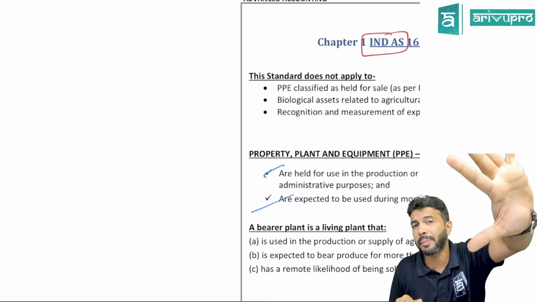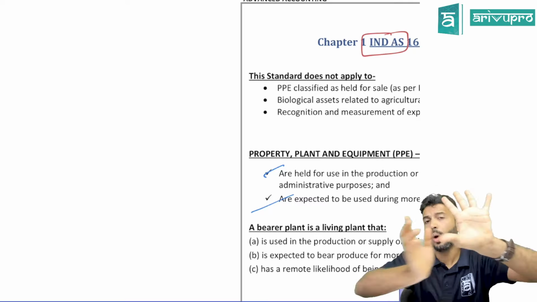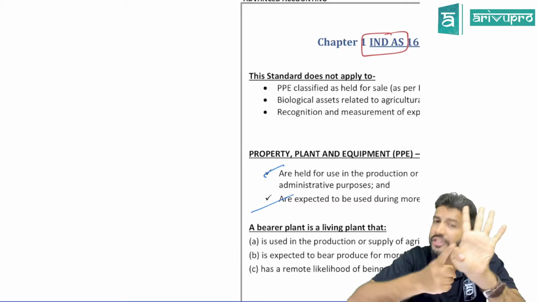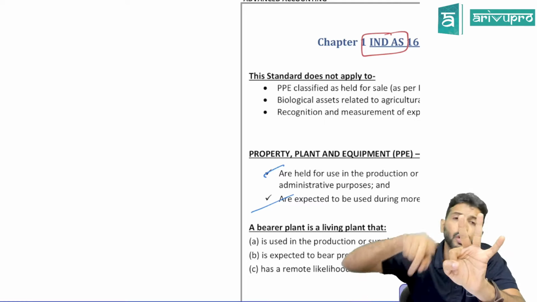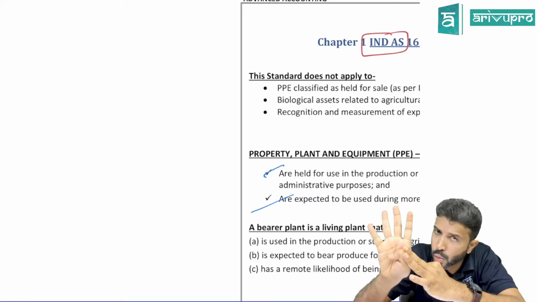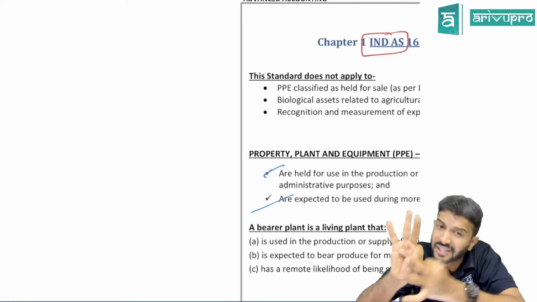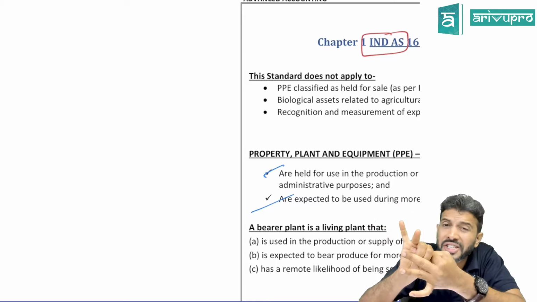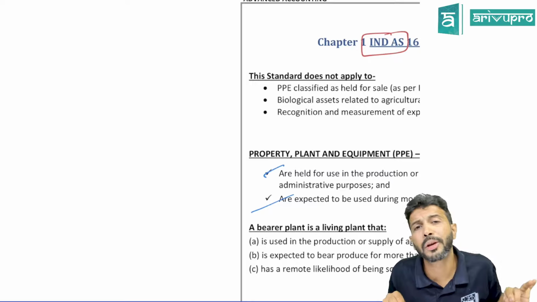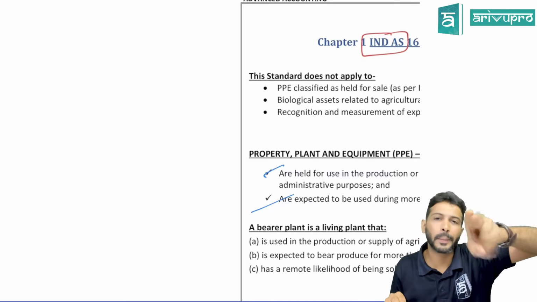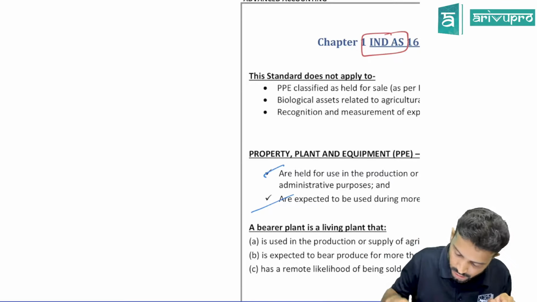Okay. So what is property, plant and equipment? What are the 3 features I said? 1, it should be a tangible asset. 2, it should be held for use. That usage could be either to produce goods, or to render a service, or for administrative purpose, or for rental purpose. And the usage should be for more than 12 months or one period. One period here constitutes 12 months.